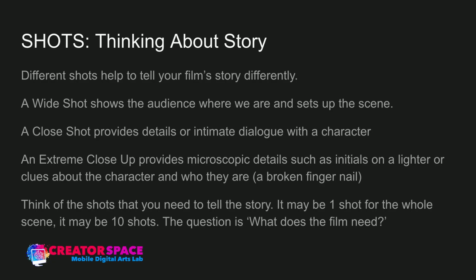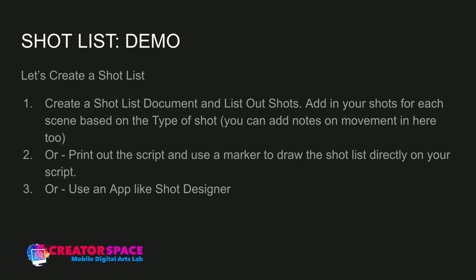Another thing you can look at is, sometimes you can tell the story with, how many shots do you need? And that's a good question. How many shots do you need to tell the story? It could be one shot. It could be 10 shots. It could be anything like that. And then, what does the film need is always that question. So what if it's one shot for the whole scene? It could also be 10 shots. It really comes down to what you need to tell the story. Okay, so shot list.